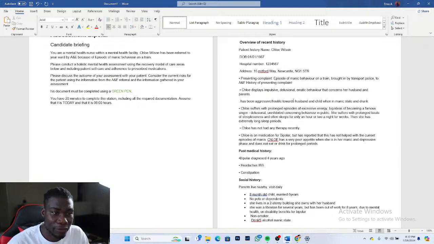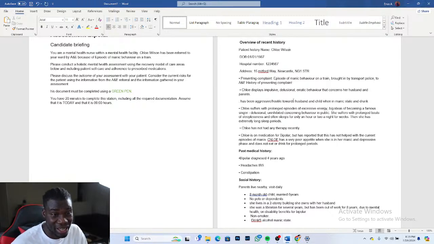dealing with. First of all, they are telling you that this patient was brought onto the ward when she started exhibiting some signs, some manic behaviors on the train, and then she is impulsive, she's delusional, she has erratic behavior that concerns the parents and then the husband as well. And then of course she's also been hostile towards the husband when she's manic and drunk.